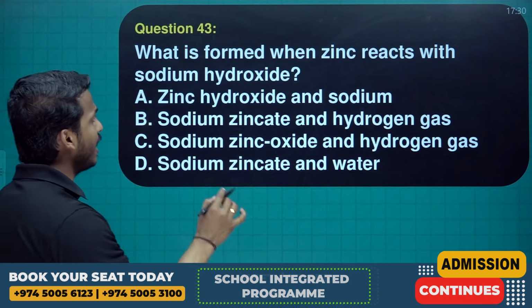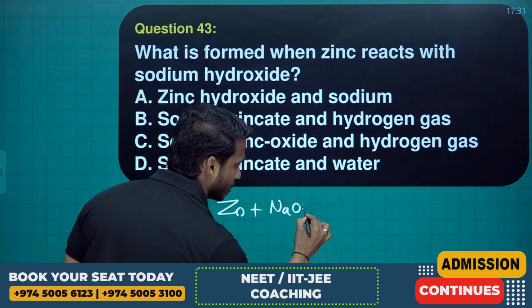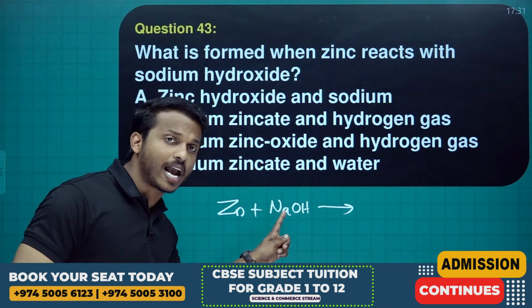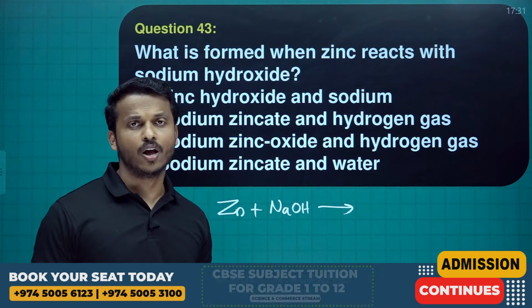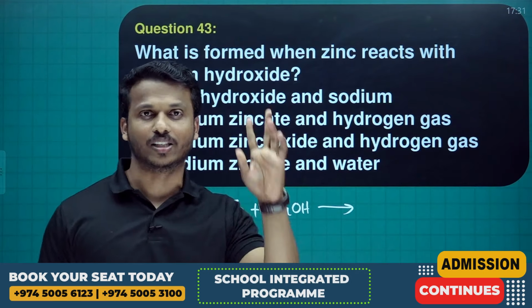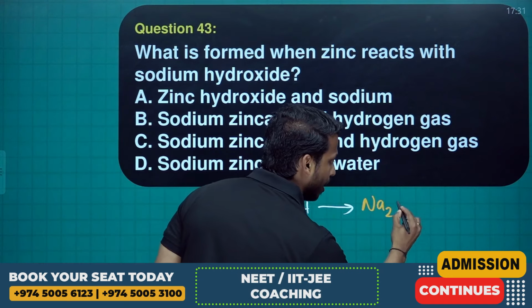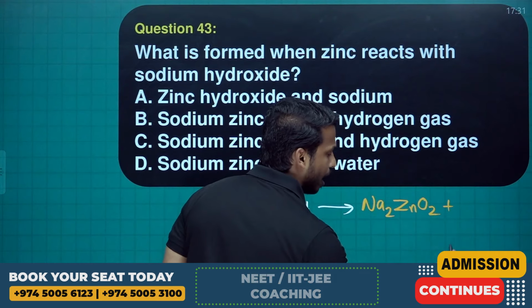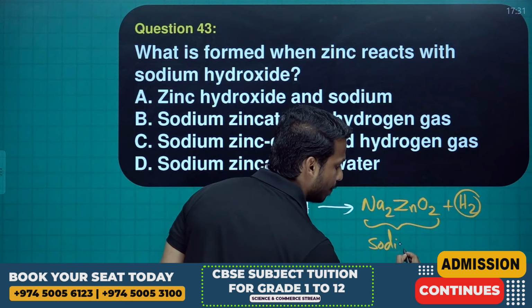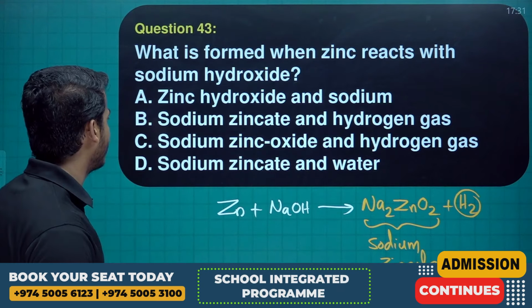What is formed when zinc reacts with sodium hydroxide? We studied this reaction in the lecture. When a metal reacts with a base or acid, we studied that it forms salt and hydrogen gas. So what salt is formed when zinc combines with NaOH? We are getting Na2ZnO2 along with hydrogen gas. Na2ZnO2 is called sodium zincate. Sodium zincate is the salt.